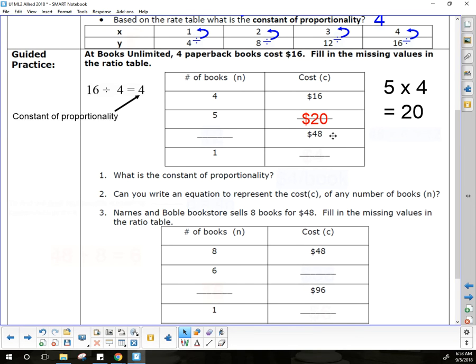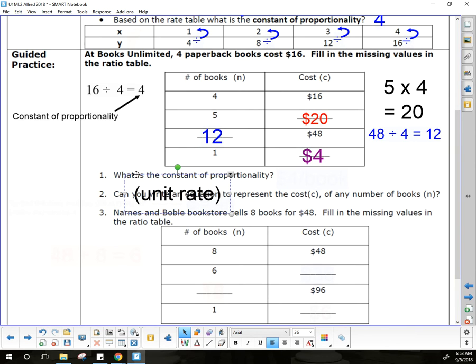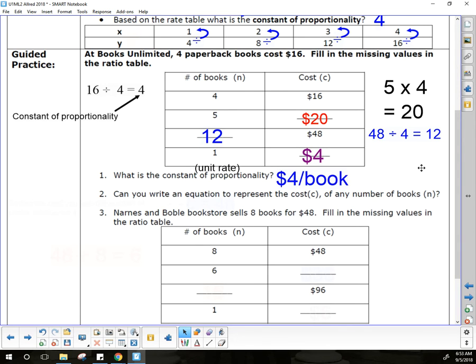How many books would be $48? Well, if you do 48 divided by 4, good job. You get 12. That would be 12 books. All of this boils down to, hey, 1 book is $4. So the constant of proportionality, also known as the unit rate from yesterday, see, we're making connections. It's the same word, guys. The unit rate is $4 per book.